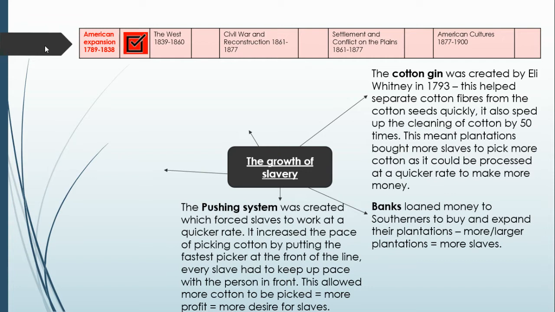This will lead to more cotton being picked, and it will also lead to more money, and then again that leads potentially to the expansion of the plantation and for the desire for more slaves to become part of this system.